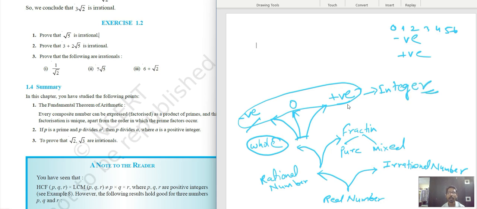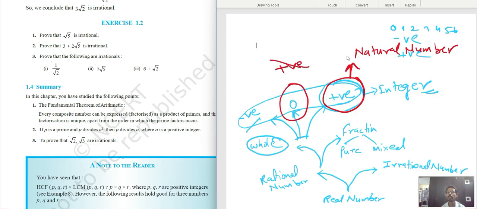Okay. And the positive integer alone, it is called natural number. Okay. 0 has not positive sign, not negative sign. Not positive and not negative. 0 means how much you are having? Nothing. 0 means how much loss you are having, you are going to get. If 0 loss you are having, then means nothing. Okay.